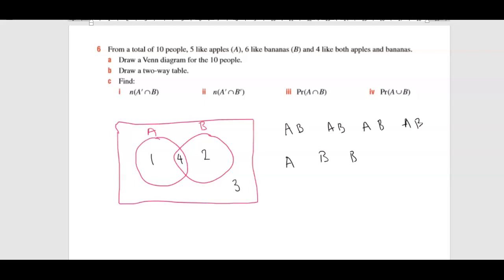And remember, there's 10 people in total. 1, 2, 3, 4, 5, 6, 7. So that leaves 3 that don't like apples or bananas. Okay? So that's how you represent it in a Venn diagram.